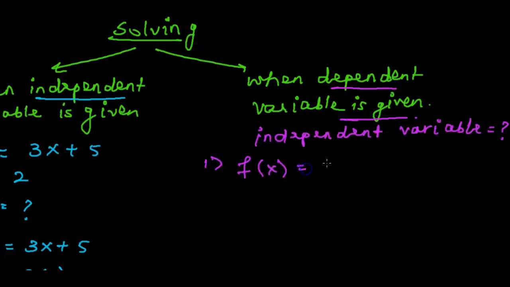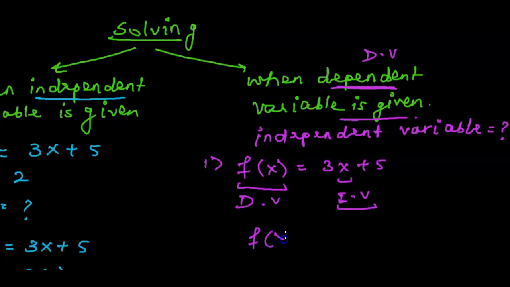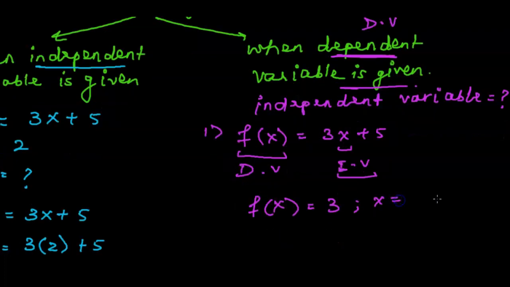If we have f(x) is equal to 3x plus 5 again, we know this is the dependent variable. So let's call the dependent variable dv. So this is the dependent variable and x is the independent variable. Let's call the independent variable iv. Now if dv is given to you as 3, let's say, and we are supposed to find out the value of the independent variable, that means we are finding the value of x. We can rewrite the question.